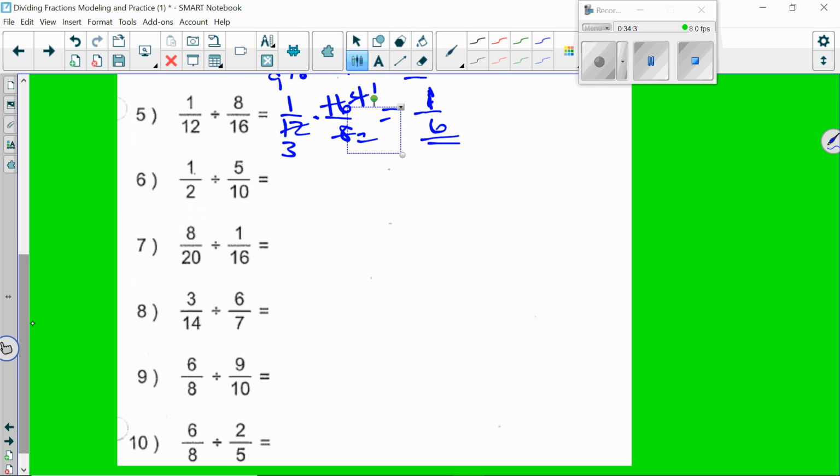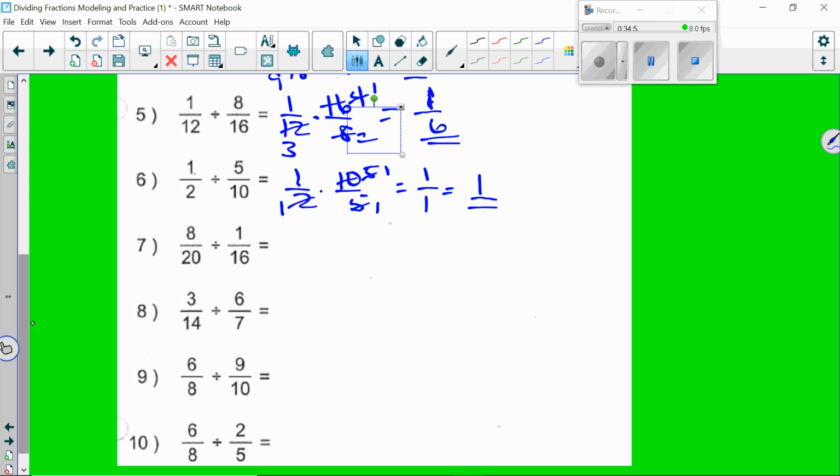Next up, 1/2. 10 over 5. So that gives us 1 and 5. 1 and 1. All we got left is 1s. So there we just multiplied by its inverse, right?